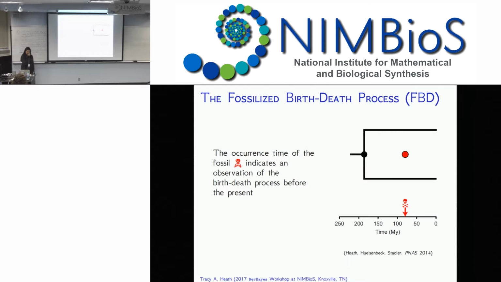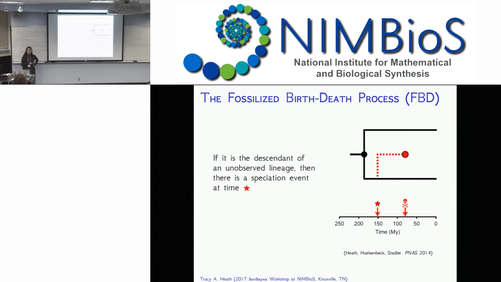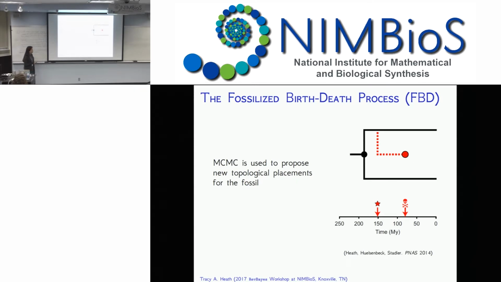time. So in a MCMC framework, what we can do is, if we have, say, the occurrence time of a fossil that is represented here with the skull and crossbones, we can think about how this might represent an observation on our tree, because it might actually attach to the tree at some time. So here would be where it speciated off the tree. So if we had a speciation event for this fossil at this time here, then it would attach to the tree potentially at either one of these branches, right?